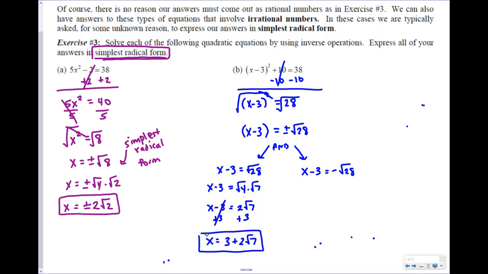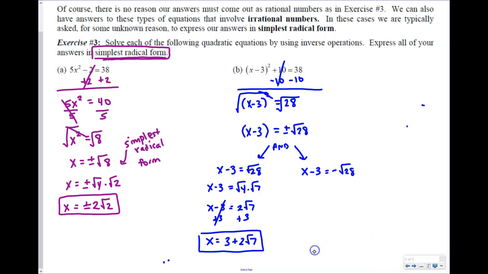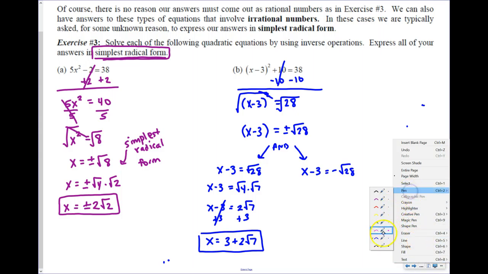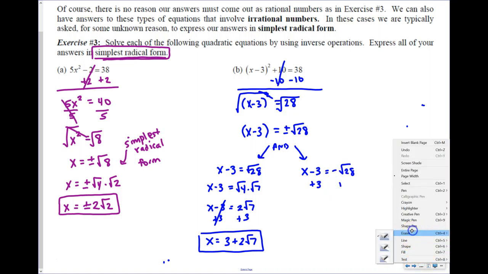Now we're going to do the same thing on the other side. I keep hitting these dots all over the screen. I'm not sure what. Oops. Sorry, guys. Okay, we're going to do the same thing on the other side. I'm going to add the 3 over here. Oops. Wait, no, I'm not. I'm going to wait till the end.